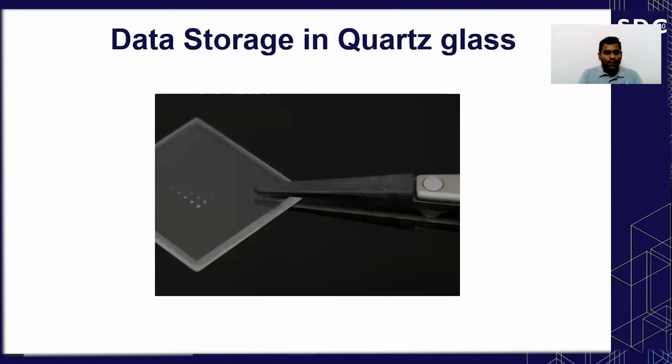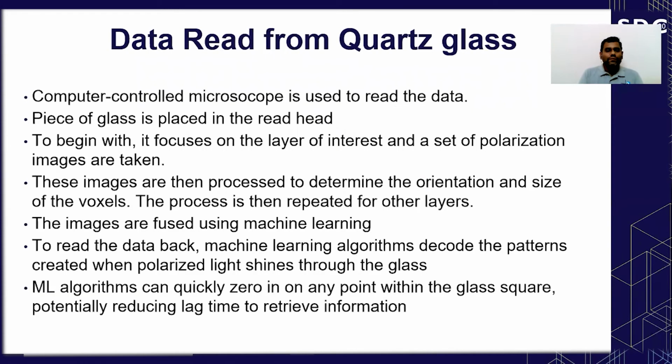So far, we have seen how we store the data in the quartz glass. Now that we have stored the data, how are we able to read those data from the quartz glass? Let's see how we are going to do that. To read the data from quartz glass, we are using a special device. A computer controlled microscope is used to read the data.